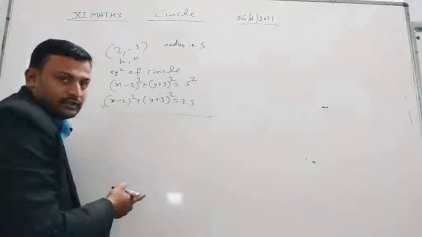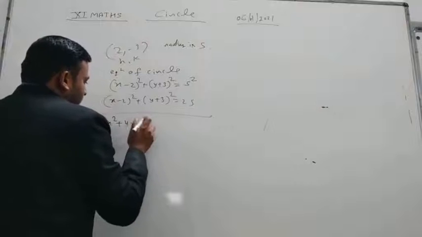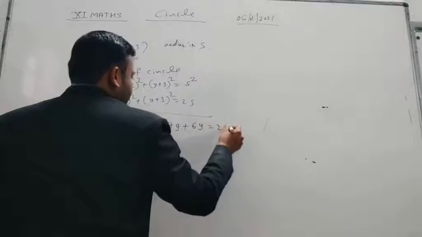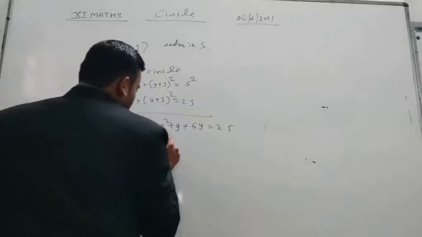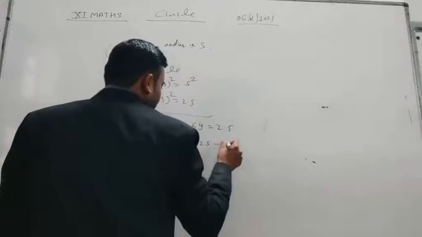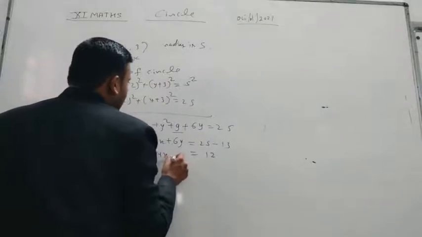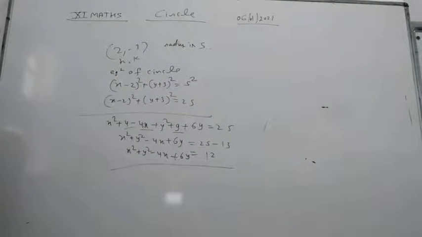If you want to expand it, you can expand also, using a square plus b square minus 2ab. So x square plus y square minus 4x plus 6y plus 13 is equal to 25. So x square plus y square minus 4x plus 6y is equal to 12. So this will be our result. I hope you understand, students.